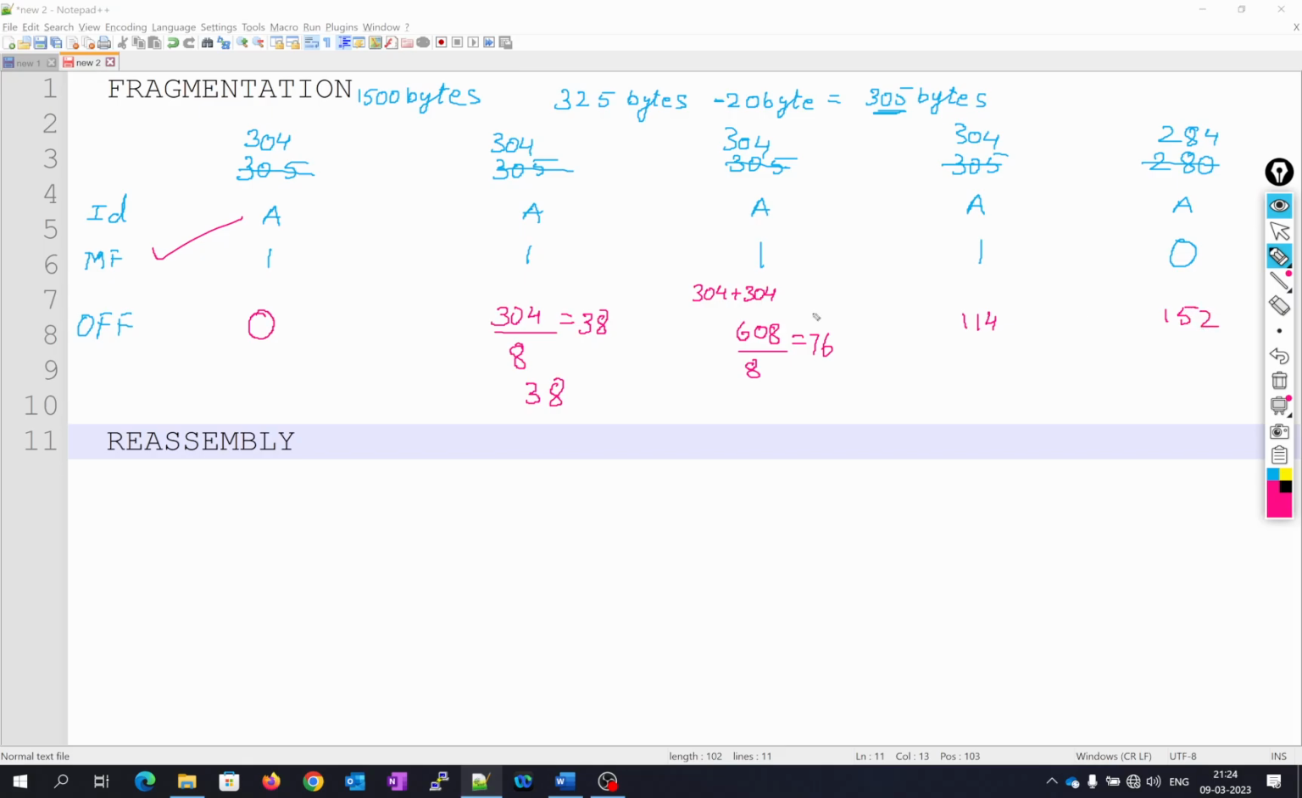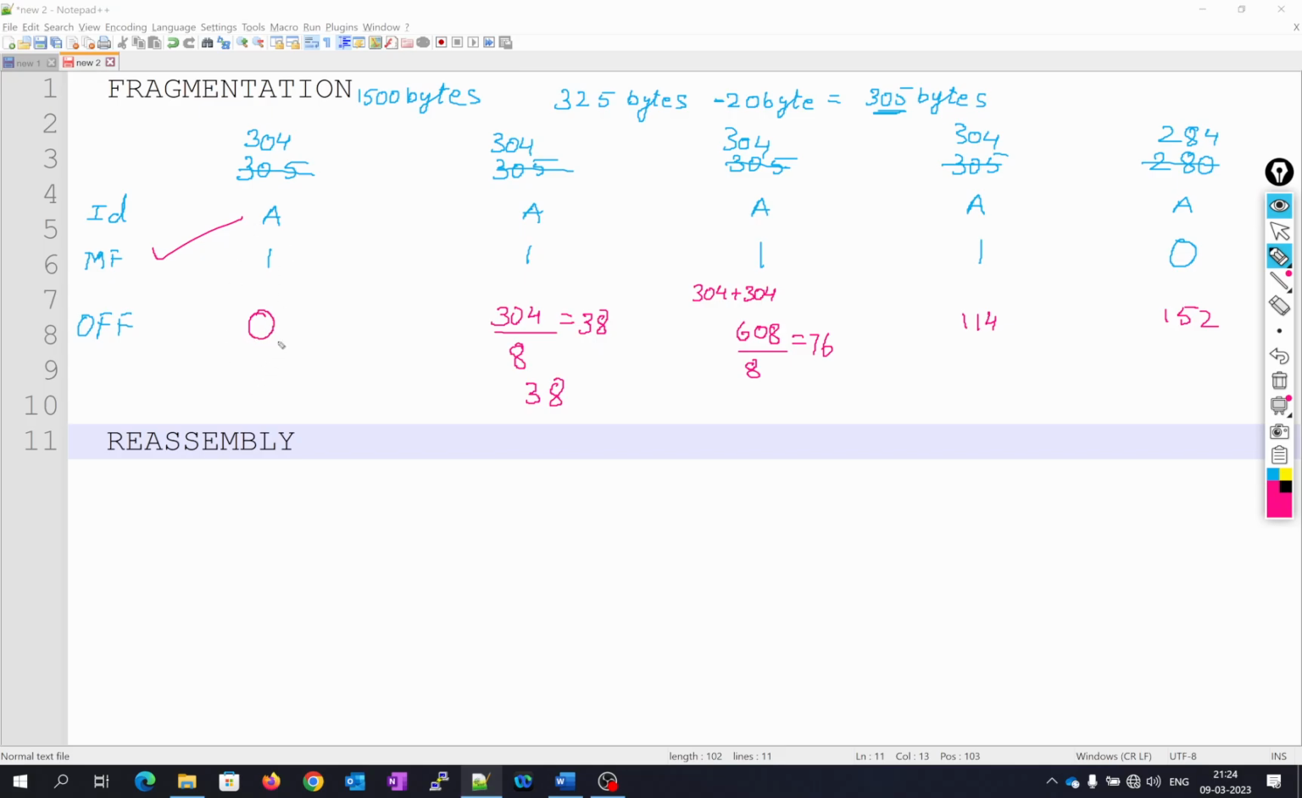Now, again, I will explain that the identification field gives an identity to all the fragments that are there. The more fragment field says how many further fragments I have after me, and that is how we calculated this. The offset field says how many bytes of data I have in front of me.